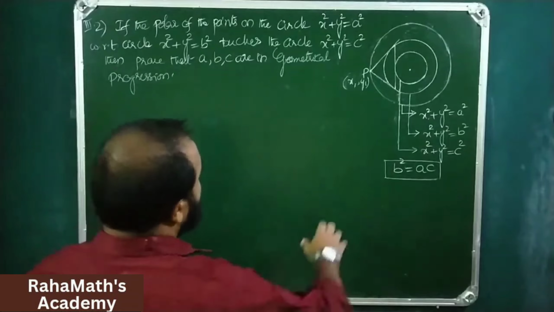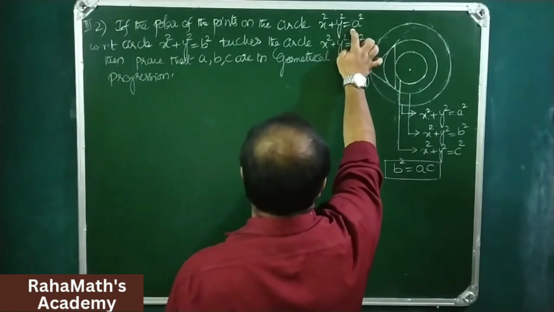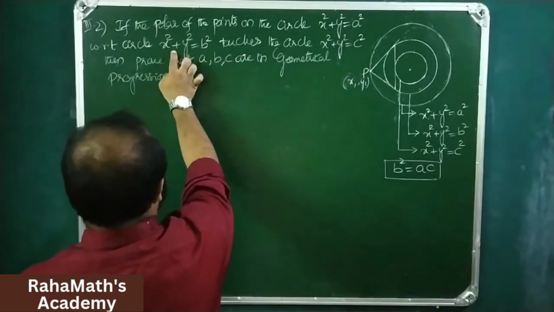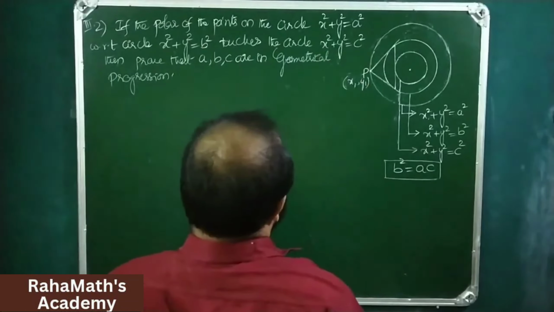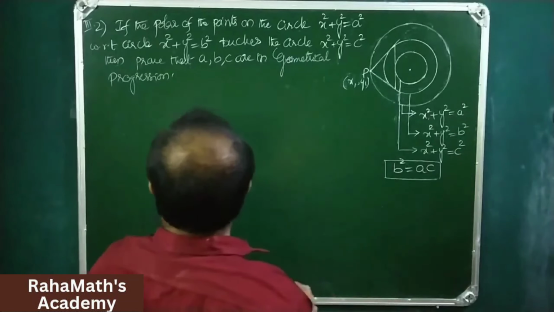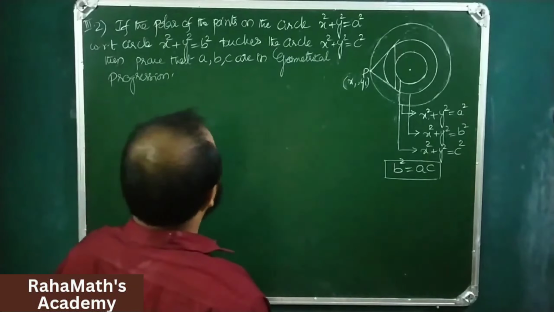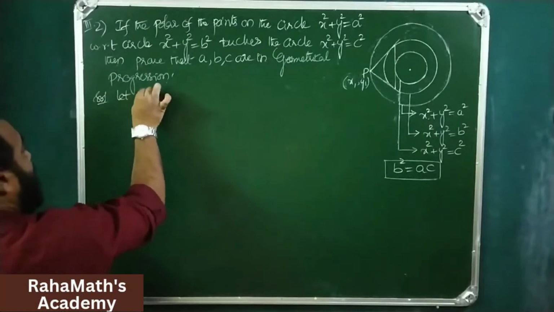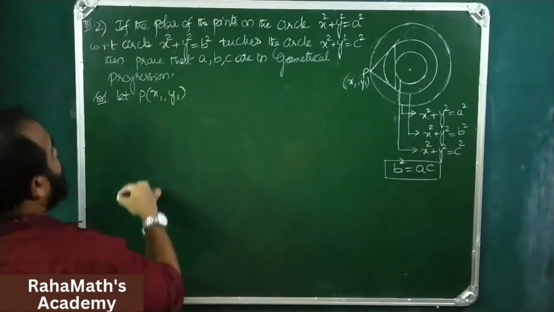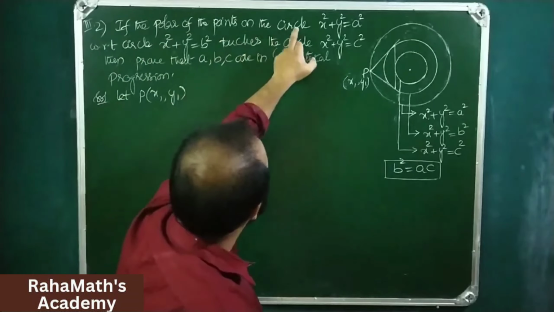Now, there are three circle equations: x square plus y square equals a square, x square plus y square equals b square, and x square plus y square equals c square. Solution: let P(x1, y1) be a point on the circle, and consider its polar.